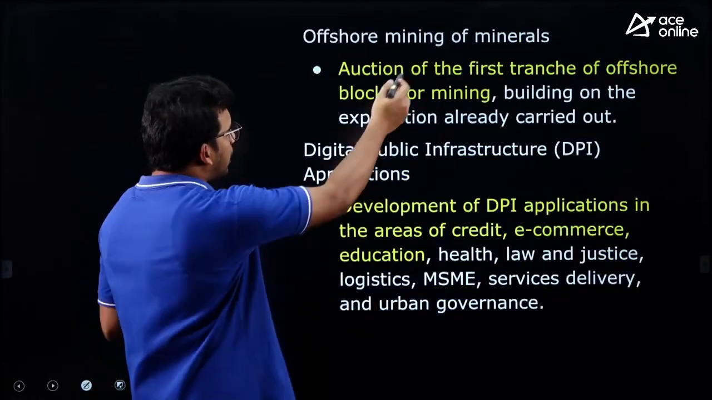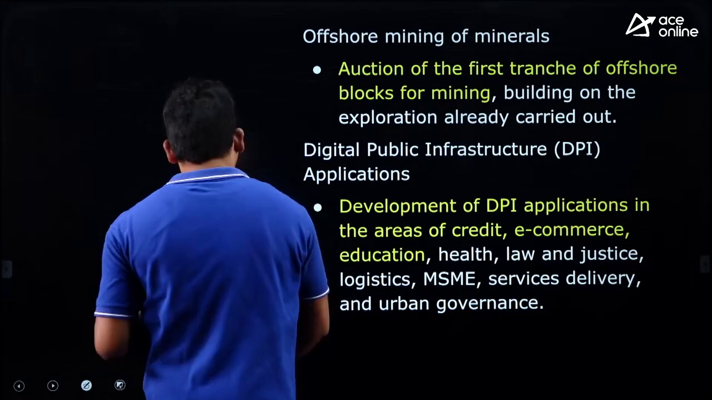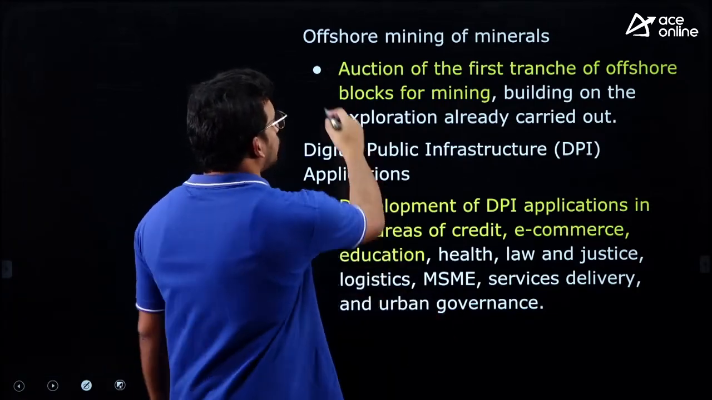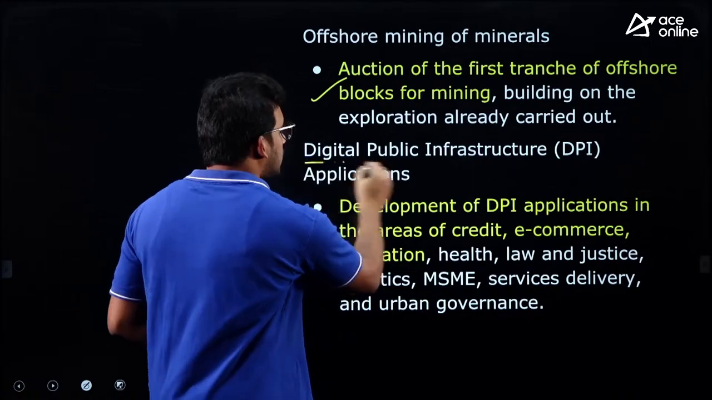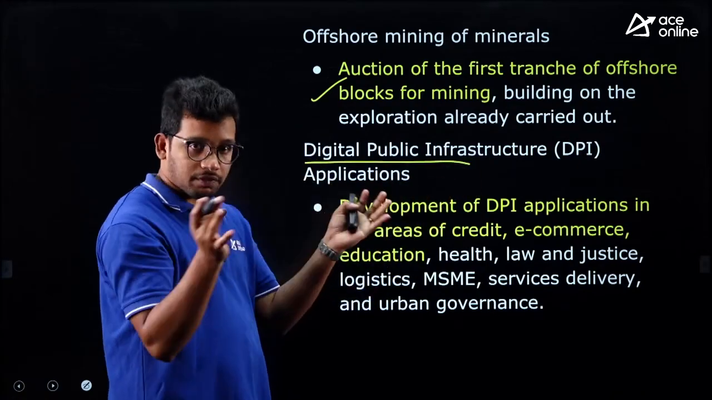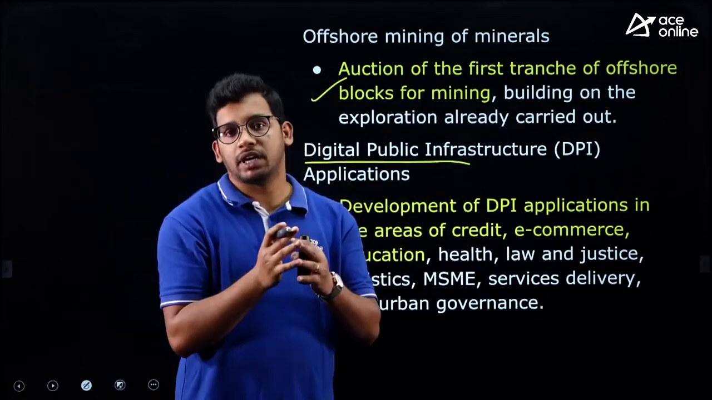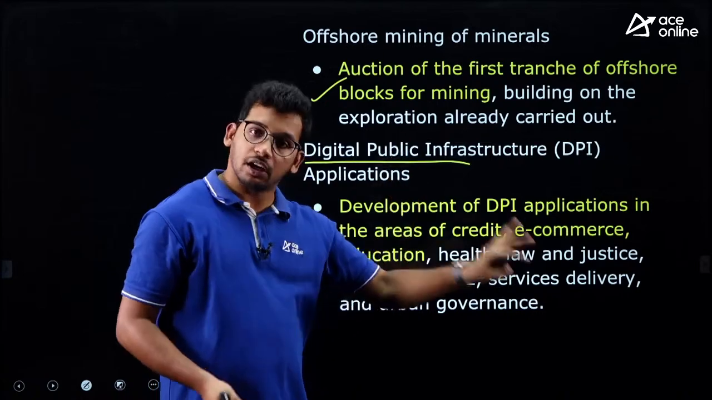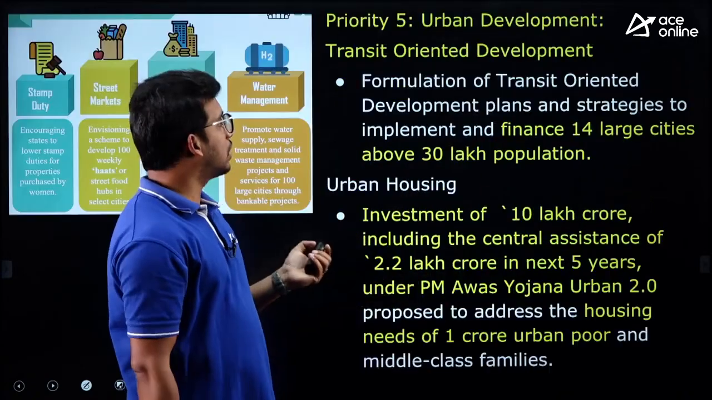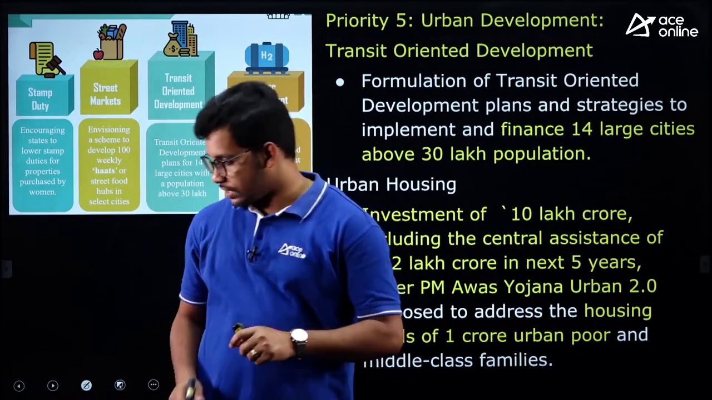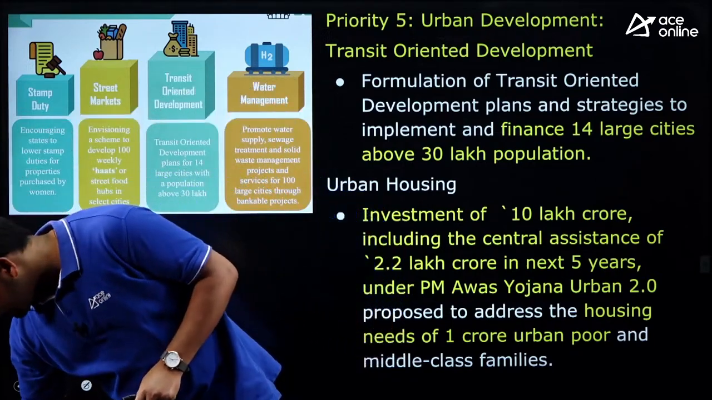Finally, offshore mining minerals. So the government is also promoting manufacturing through auction of mining activity, right. And then digital public infrastructure, we have seen whatever digital public infrastructure they are going to encourage in the manufacturing sector also, right. So this is what the government has taken up in the manufacturing and service sector. Is this clear?